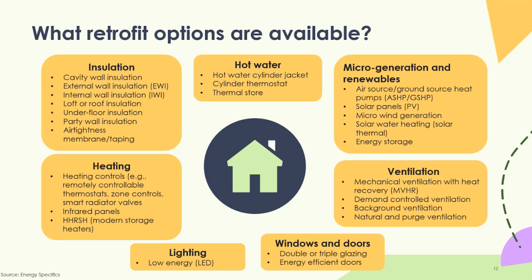The main category that people think of is insulation. So that's predominantly your big three: CWI, EWI, and IWI. So your cavity wall insulation, your external wall insulation, and your internal wall insulation. Also, loft insulation in there as well. Various forms of roof insulation.